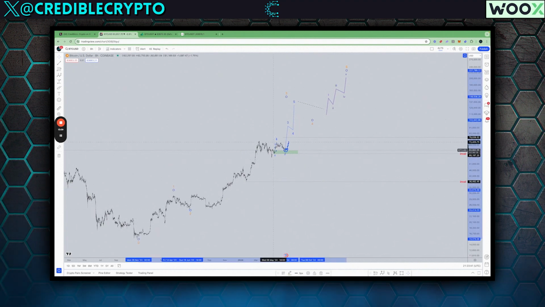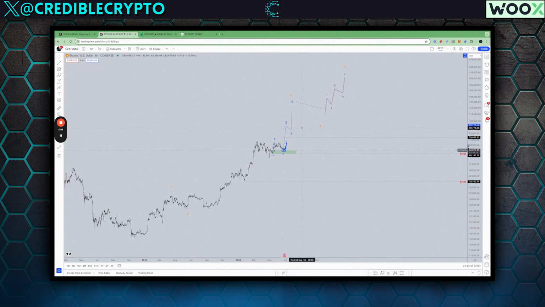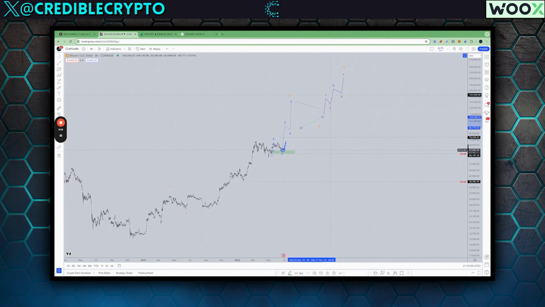We had our wave 2 correction. We were working on the 3rd wave here. We were going to get a major 4th correction after that, and then we were going to get this 5th wave blow off top to follow.